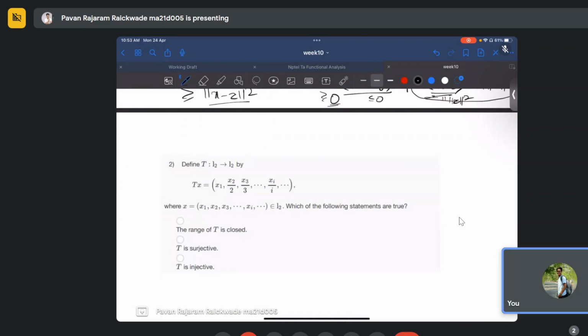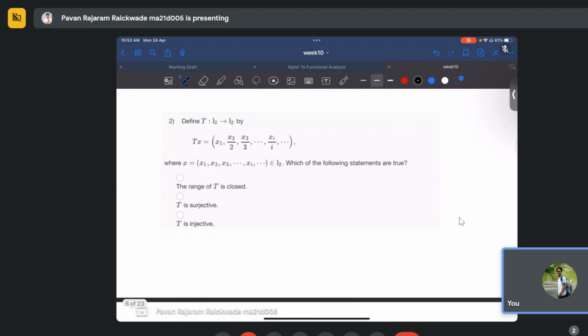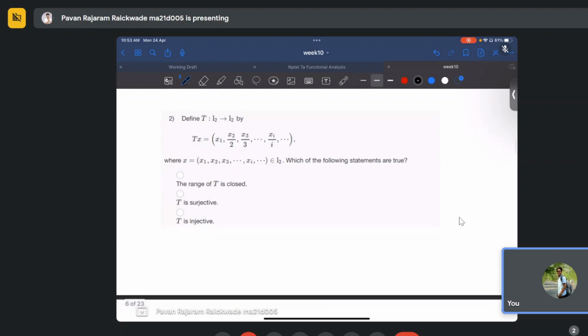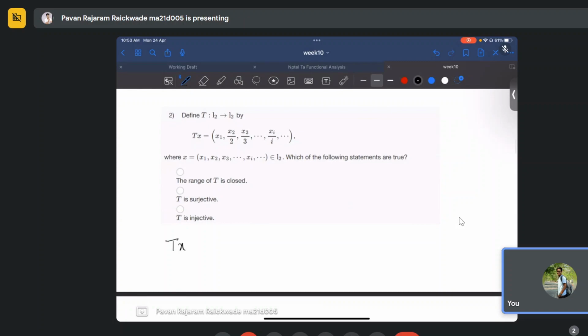I hope it's clear. Then question number 2. Okay, T from L2 to L2 is given on the sequence as Tx equals xi by i. Which of the following are true? So let's see about the injectiveness first. Let's assume Tx equals 0. Then what do we get? x_i upon i equals 0 for all i. This will imply x_i equals 0. It means x is 0. It means T is one-one.